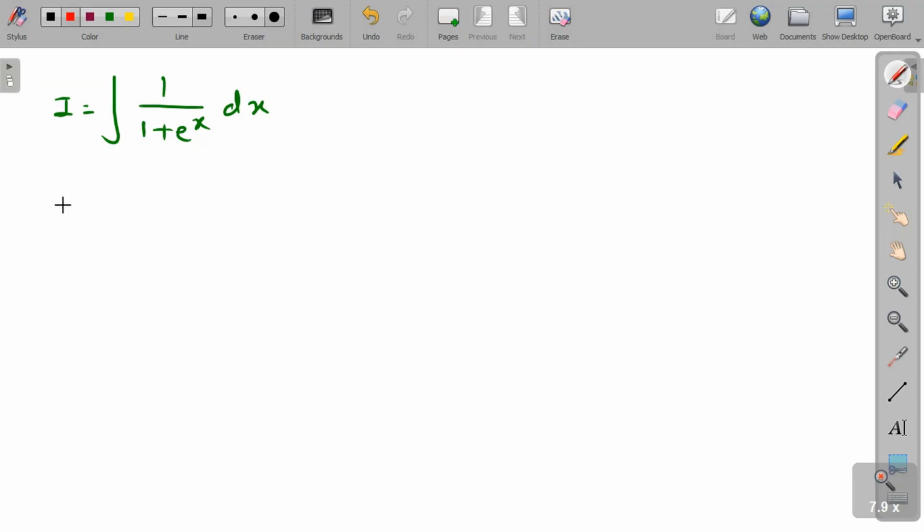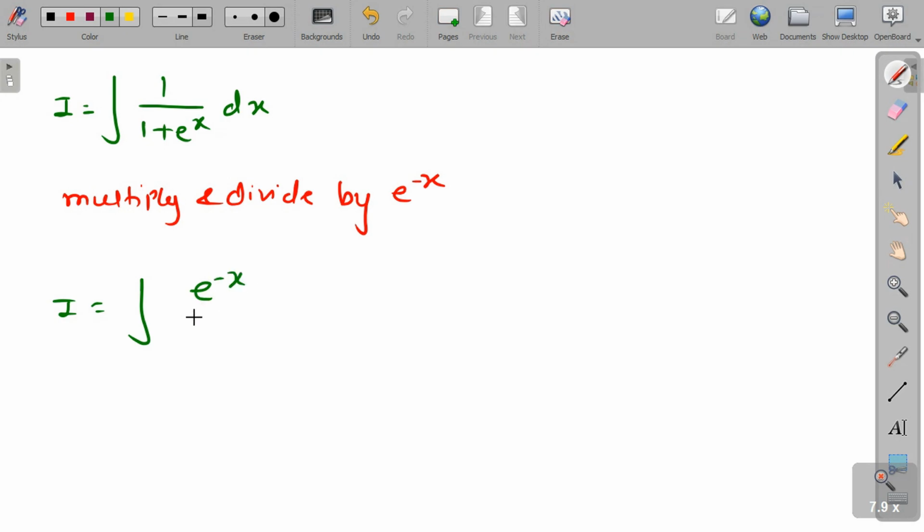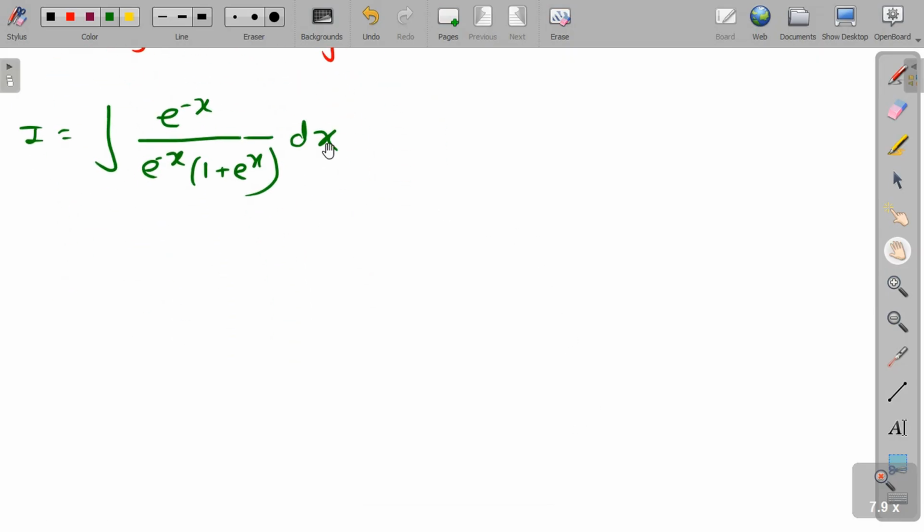To solve it, first of all, I am going to multiply and divide by e to the power minus x. So if you do this, you should get in the numerator e to the power minus x, and in the denominator e to the power minus x into 1 plus e to the power x dx. Now we solve the multiplication in the denominator, and we get e to the power minus x upon e to the power minus x plus 1.